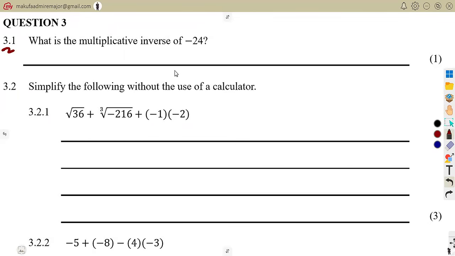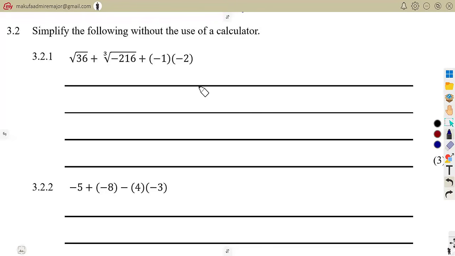Question number three, which is 3.1. What is the multiplicative inverse of minus 24? Remember, the multiplicative inverse is the condition where you multiply x by 1 over that number, which is x, in order for us to obtain a 1. So if our x is minus 24, we need 1 over that, 1 over minus 24. That is the multiplicative inverse. If it is x, 1 over x. So the number is minus 24, so 1 over minus 24, just like that.